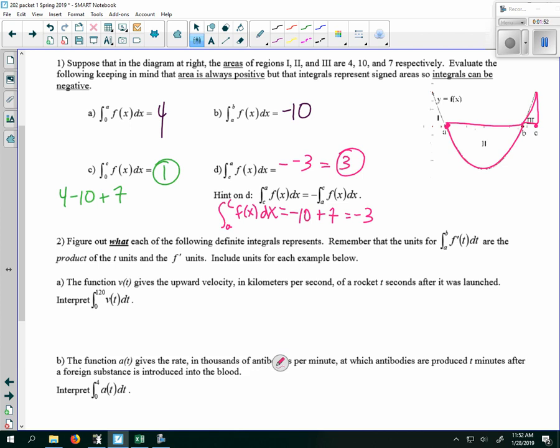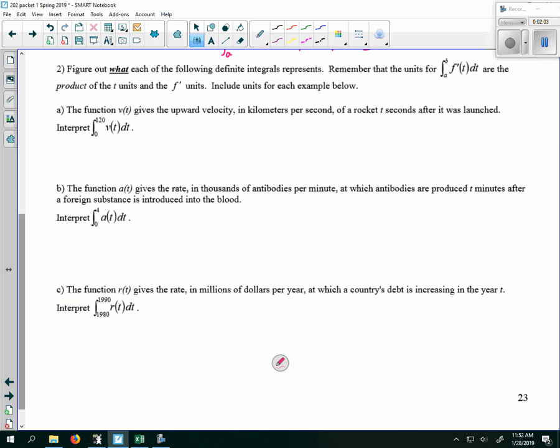Figure out what each of the following definite integrals represents. Remember that an integral of f prime of t dt is the product of the t units and the f prime units. Okay, so the function v of t gives the upward velocity in kilometers per second of a rocket t seconds after it was launched. So my units on v of t are kilometers per second. The units on dt are seconds. So my units on the integral will be kilometers. So this is the number of kilometers that the rocket traveled from launch to 120 seconds.